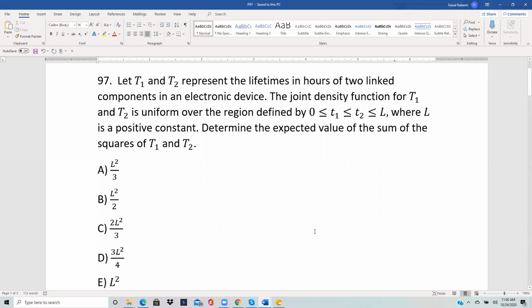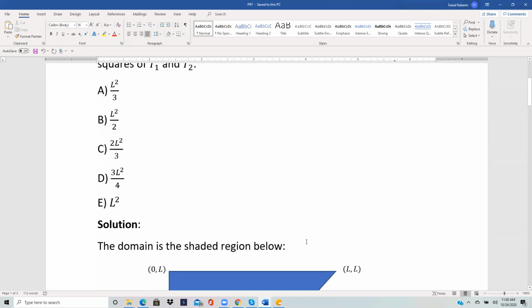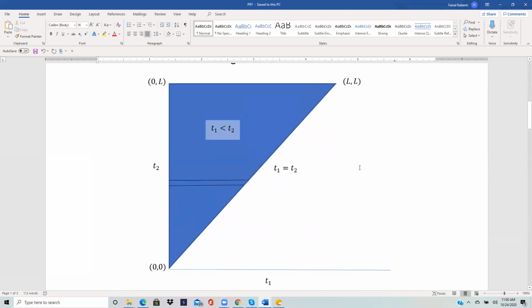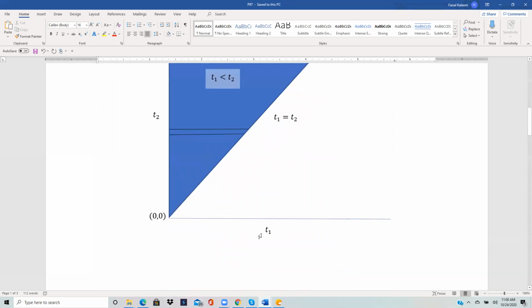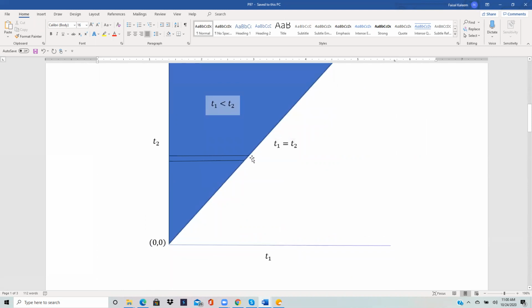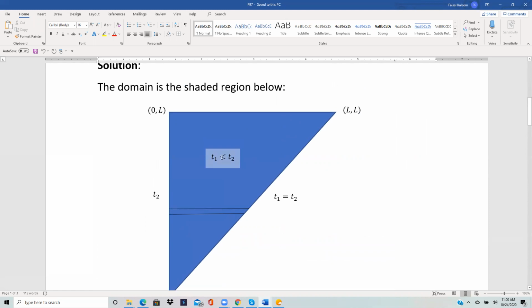So first, let's see what the domain looks like. It's the first quadrant, and we have T1 less than T2. So we draw T1 along the horizontal and T2 along the vertical. And this is the line T1 equals T2, like the line Y equals X. And this region will have T1 less than T2. You can see T2 values are higher in this blue region.